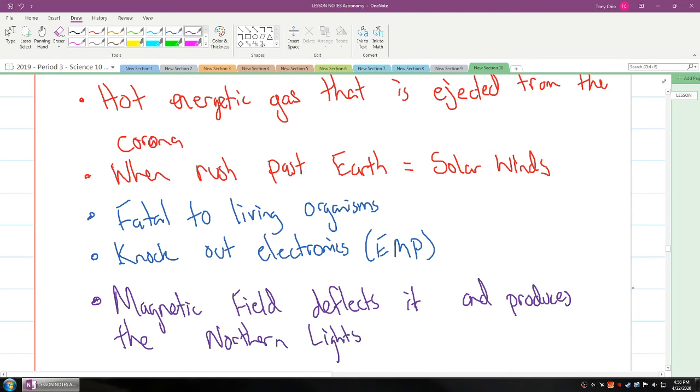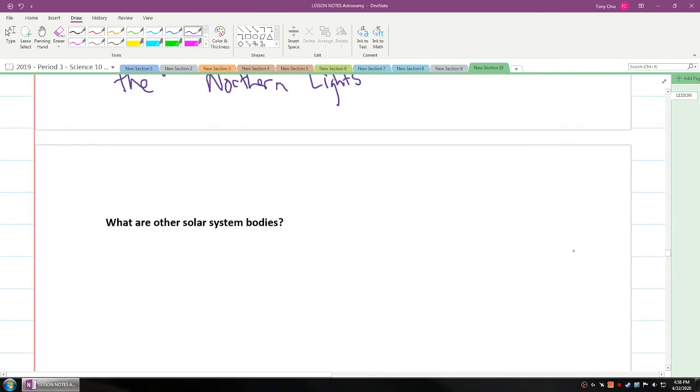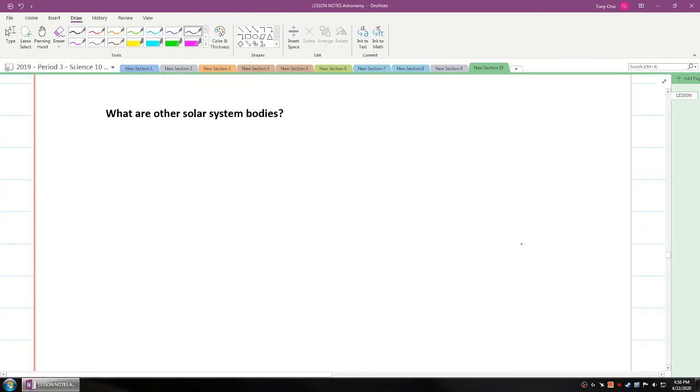So we're going to finish off today's lesson on the other celestial bodies we have. So we have a few. We of course have moons. What are moons? Moons are satellites that orbit planets.